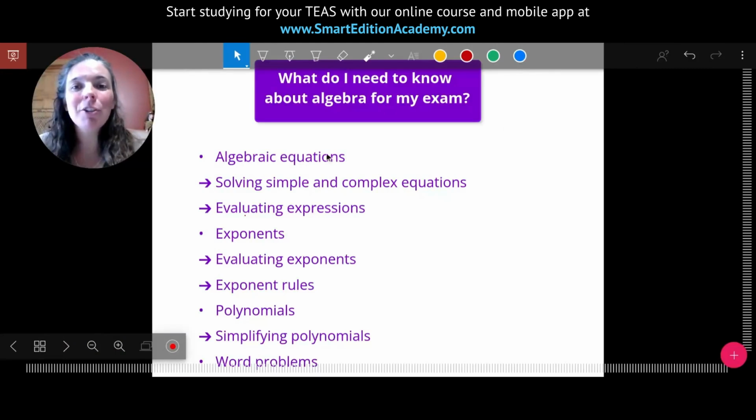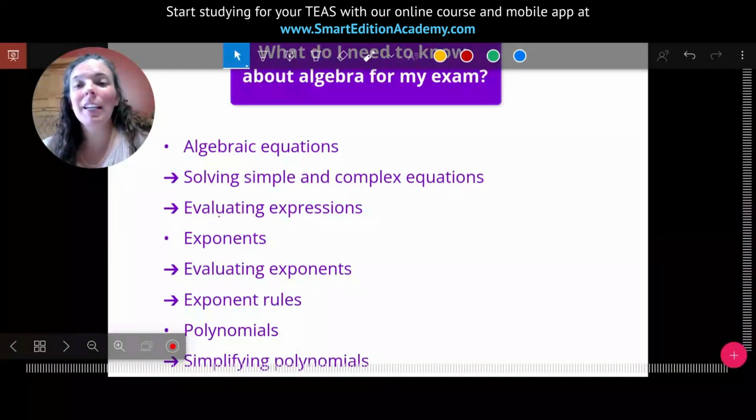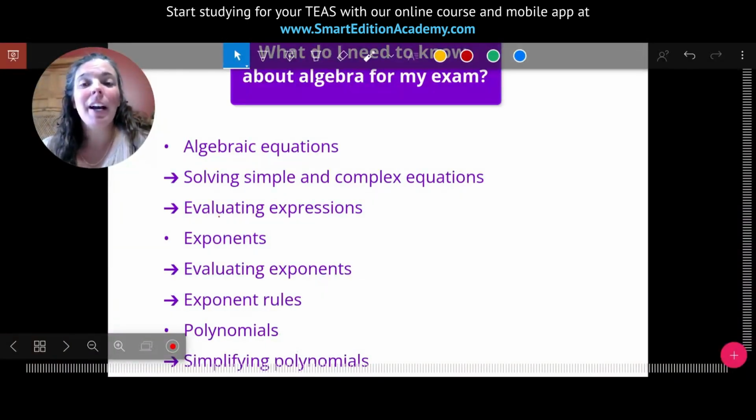What do I need to know about algebra for my exam? So here are the topics that we are going to talk about today. It pretty much covers everything algebra-wise that you will need to know for your entrance exam. So algebraic equations, like I said in the beginning, very important. We are going to talk about how to solve simple and complex equations. So simple equations start with 1-2 step equations we have to solve, and they get more and more complicated, where we may have parentheses we need to distribute to get rid of. We may have to combine like terms. We may have to move variables over from one side to the other. So we're going to talk about how to solve those equations.